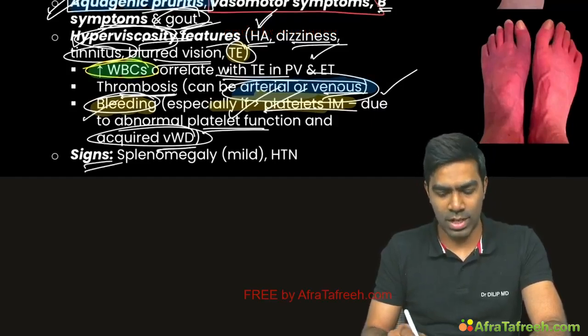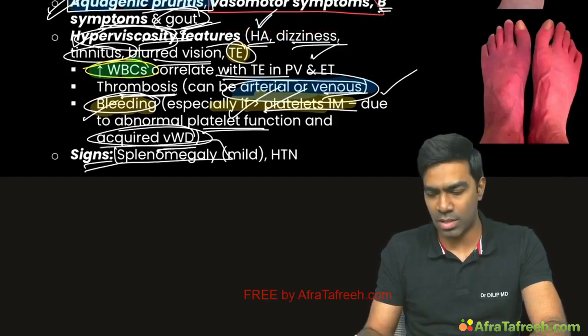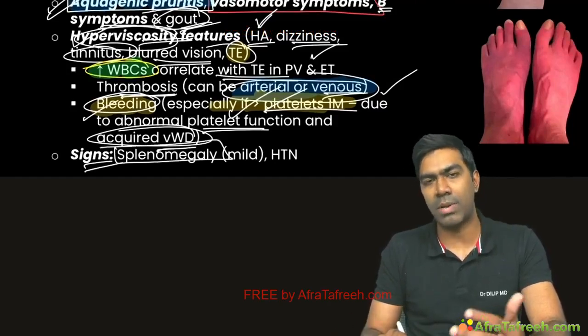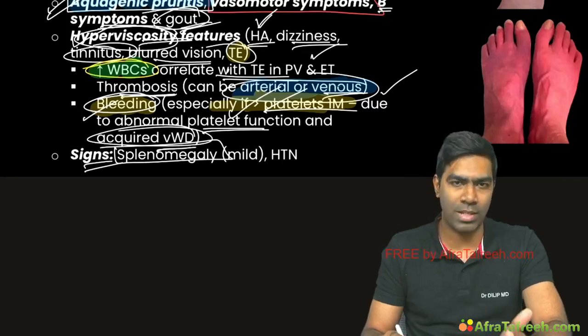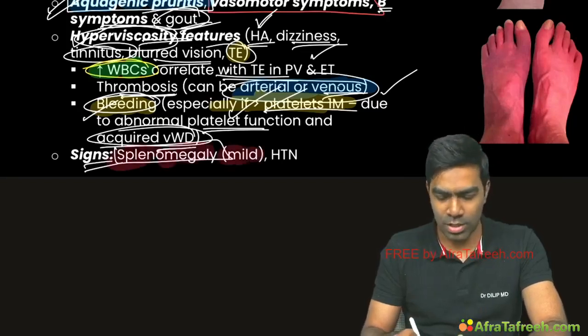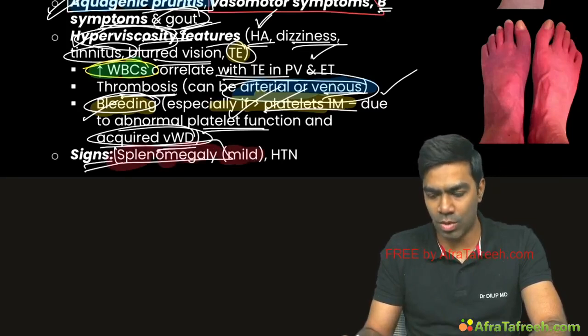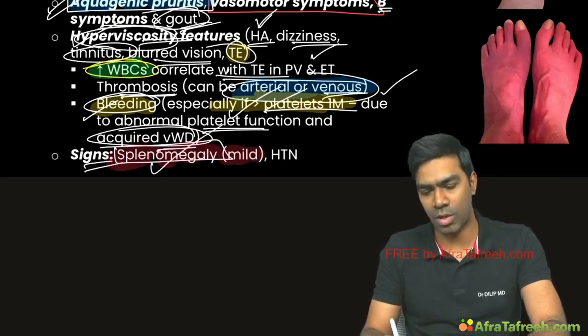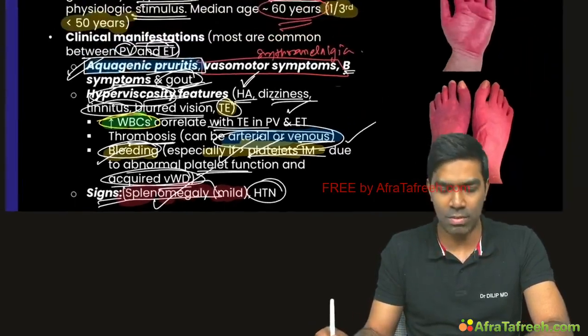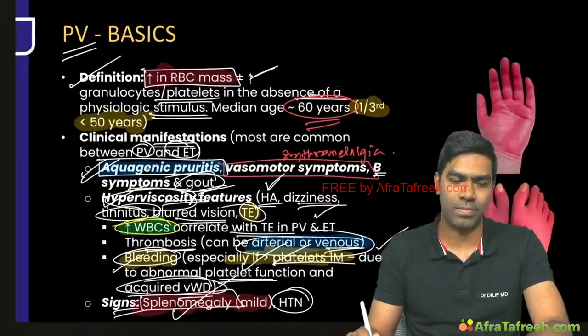And what are the important signs? Splenomegaly can be there, but remember, only in CML and in primary myelofibrosis you're going to have a moderate to massive splenomegaly, but in the setting of polycythemia vera and essential thrombocytosis, you're going to have only a mild splenomegaly, very important point. And because of hyperviscosity, patients can develop hypertension as well.